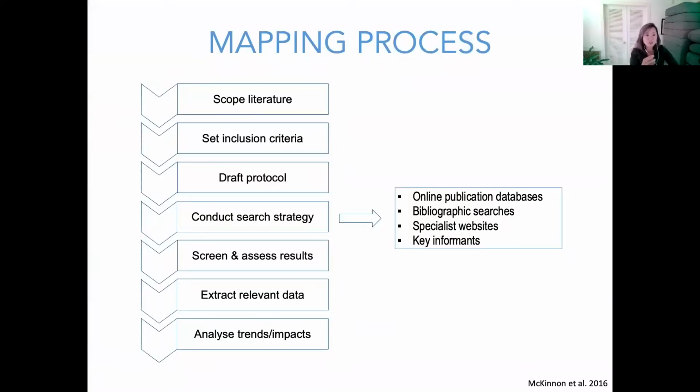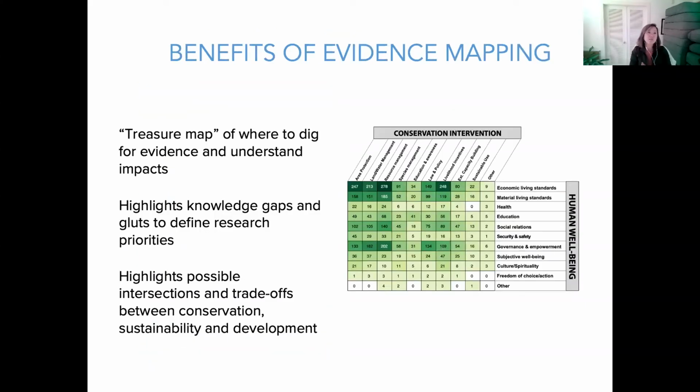So I won't really go through this too much in detail, but we know the synthesis process goes something like this. We figure out what, how, and where we're going to search, what we're going to include and exclude, and what data we want to extract. And this is an example of some of the work that I do, and I think for those who are familiar with evidence maps, what the final product sort of looks like.